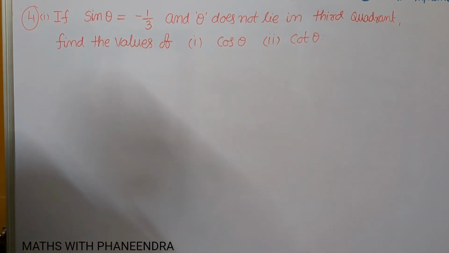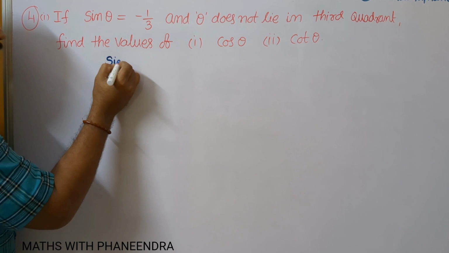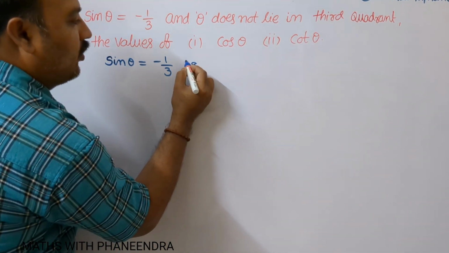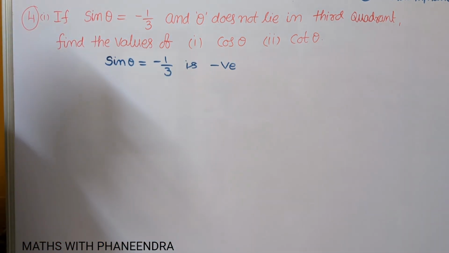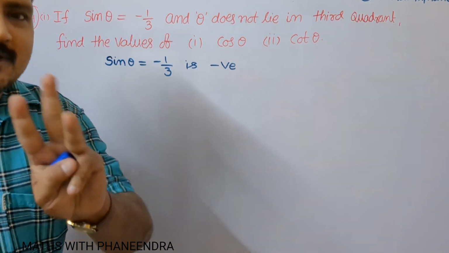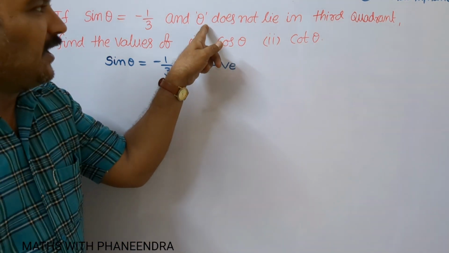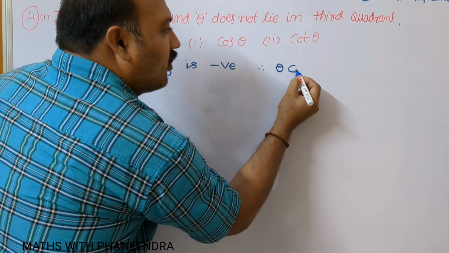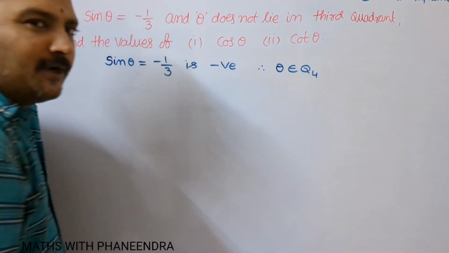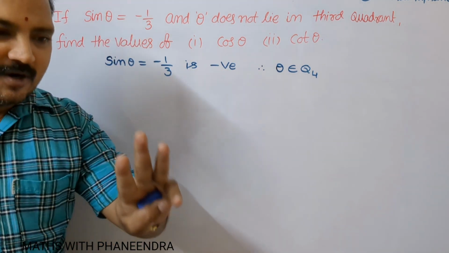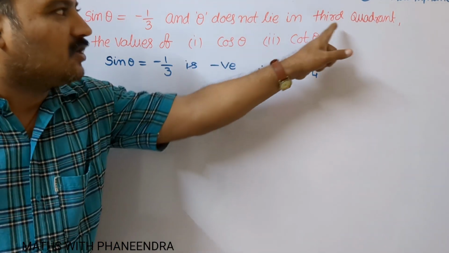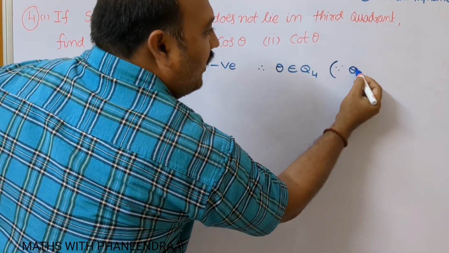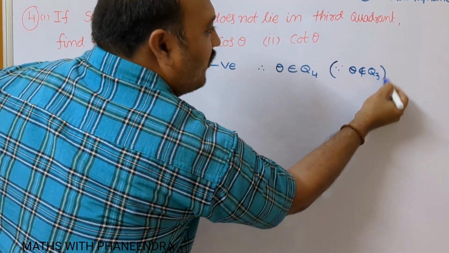So first, the given information you have to write. Given sin theta equal to minus 1 by 3, which is negative. Sin theta is negative in which quadrants? Third and fourth. Clearly they mentioned theta does not belong to the third quadrant. Therefore, theta belongs to the fourth quadrant. I hope everyone understands. Sin theta is negative in third and fourth quadrants. Since theta does not belong to Q3, that is the reason it is Q4.